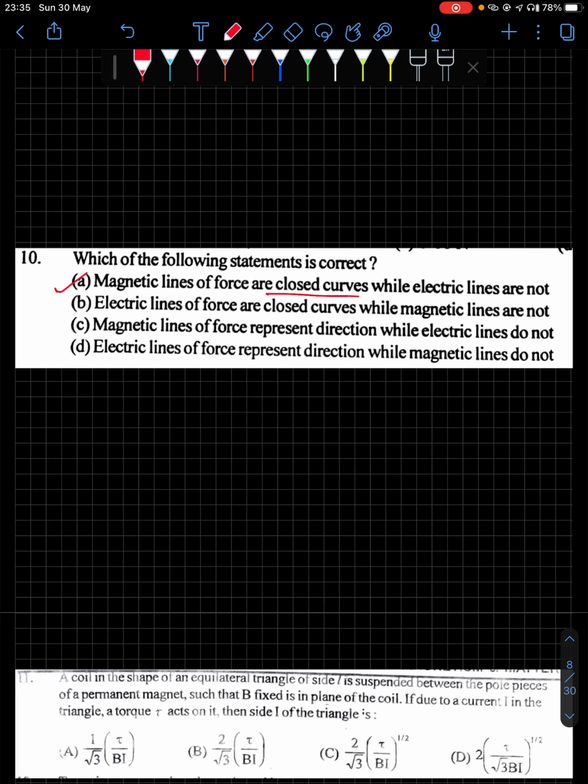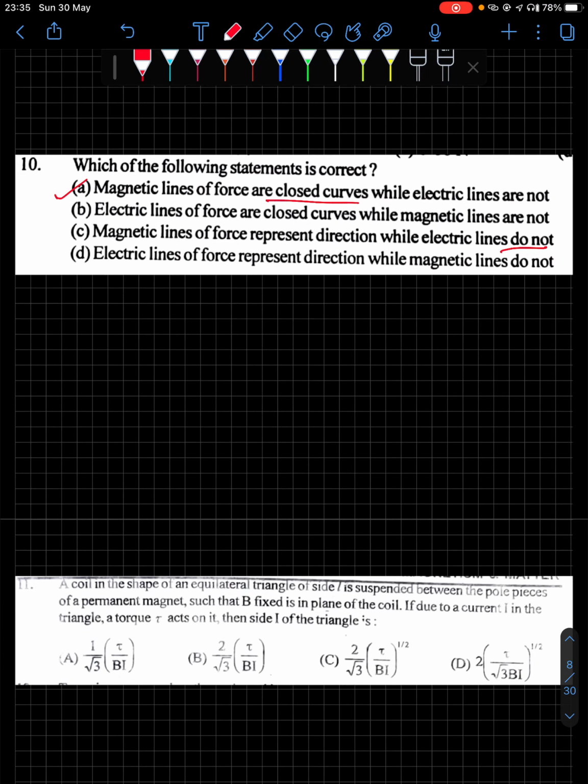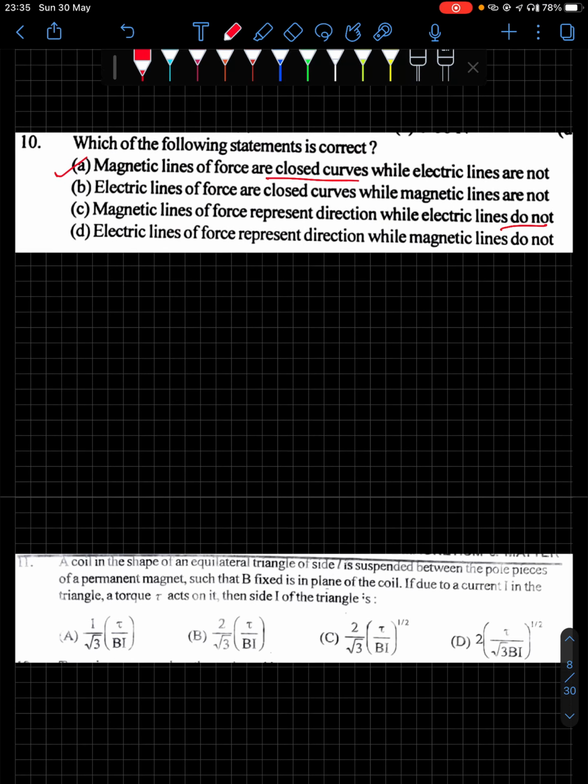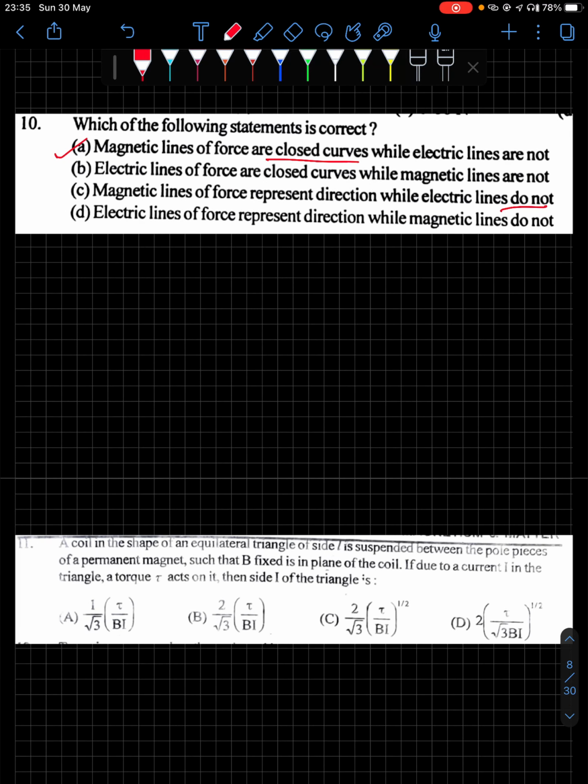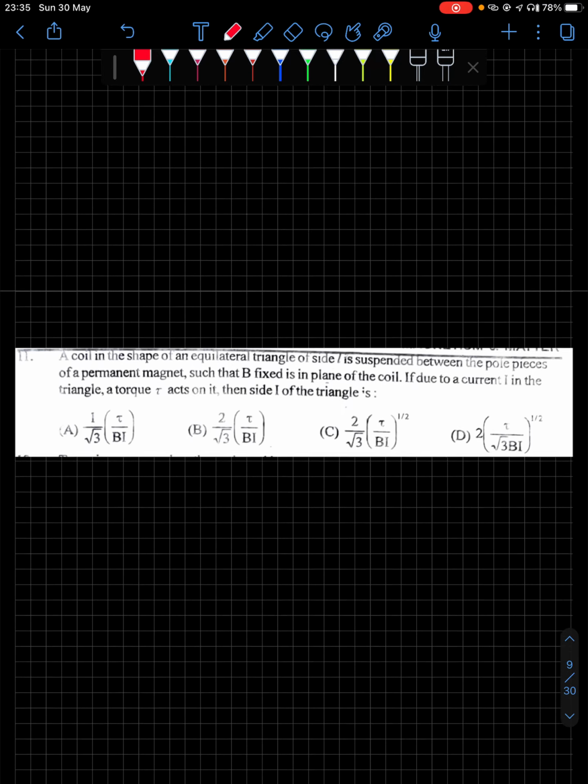Option number C, magnetic field lines represent direction while electric field lines do not. Again, this is wrong. And option number D, electric lines of force represent direction, magnetic field lines do not. So both are wrong. Even electric field lines and magnetic field lines both represent the direction of the field, right? So the correct answer is option number A. So for 10 we have option number A.